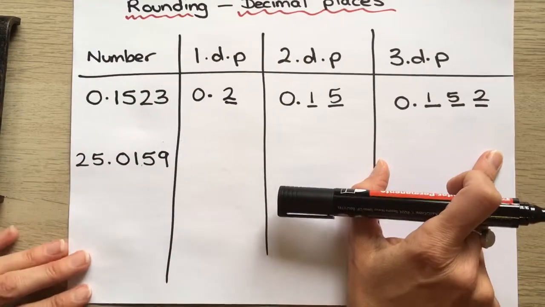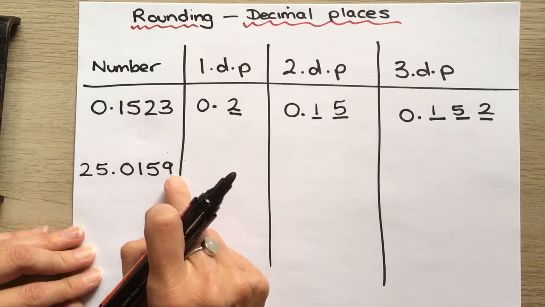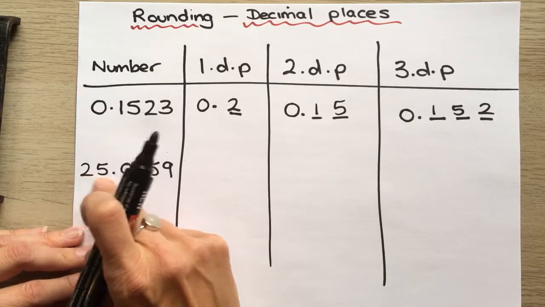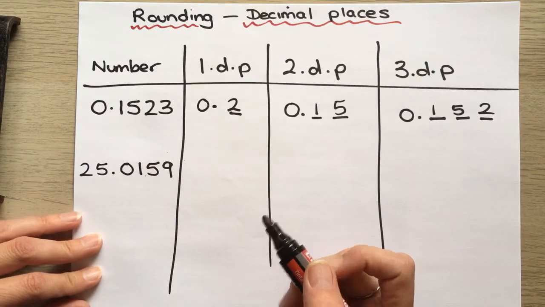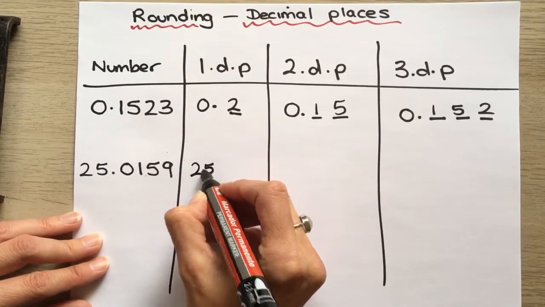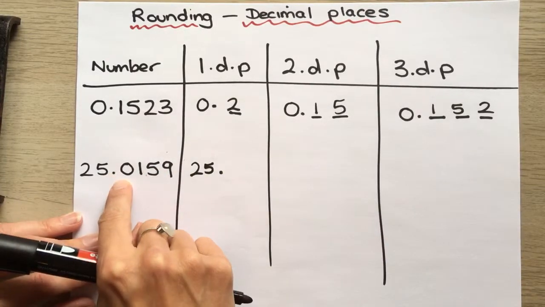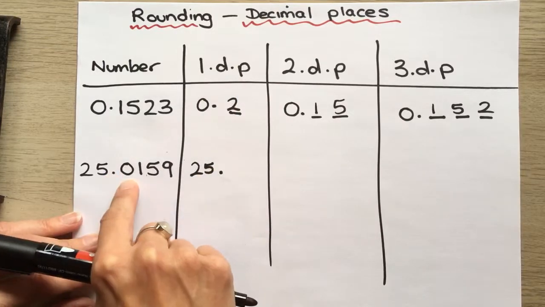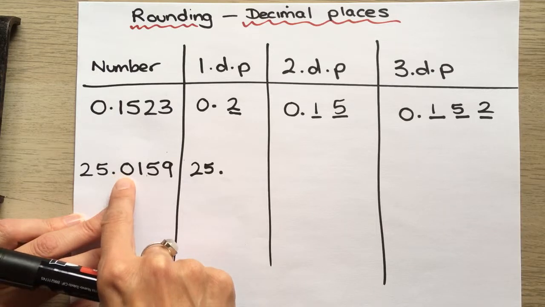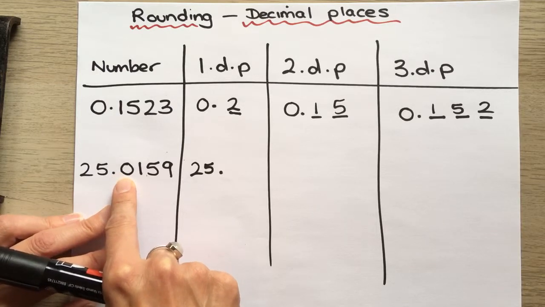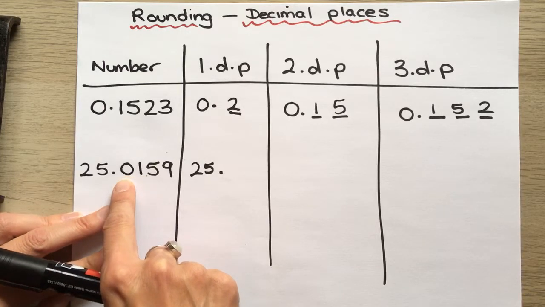Right. Going on to a next example, we have 25.0159. Now, what might confuse people is that we have a 2 and a 5, which are in front of the decimal point, but that doesn't matter. Okay, so at 25, we are interested in the digits that come after. So for 1 decimal place, we're looking for the first decimal, which is a 0. Okay, so we need to decide if that's going to stay as a 0 or if it's going to become a 1. And we look at the number next to it, which is a 1. So in theory, that should stay as a 0.